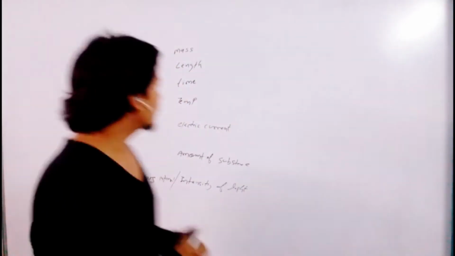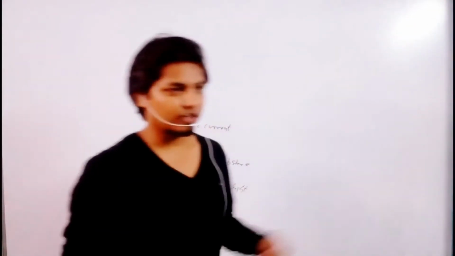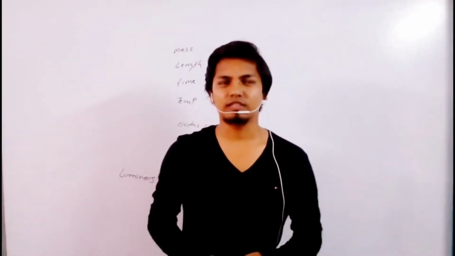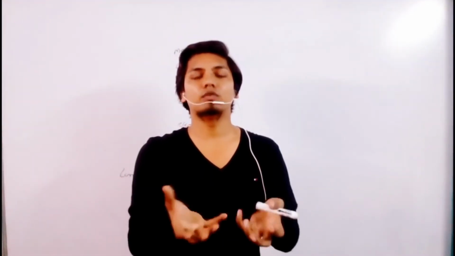So what is fundamental quantity and what is derived quantity? Like I can give you an example, suppose we have to prepare biryani. So we need rice, tomato, onion, and all these things. These separate things became fundamental quantities and biryani became the derived quantity.